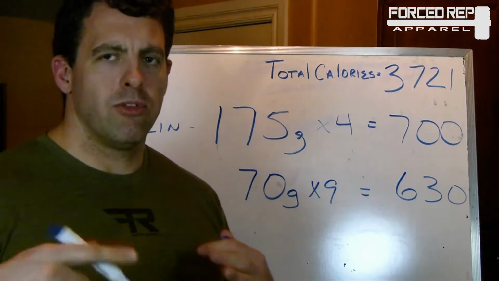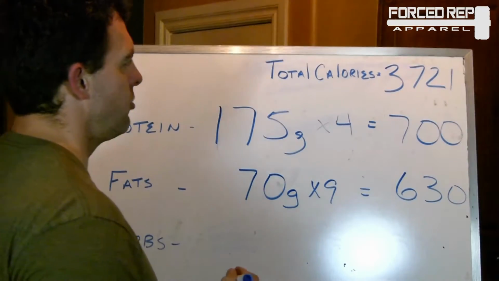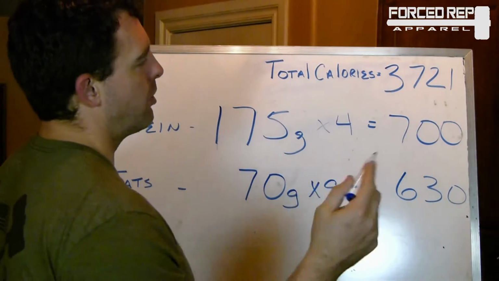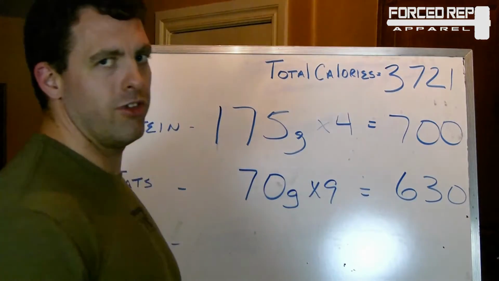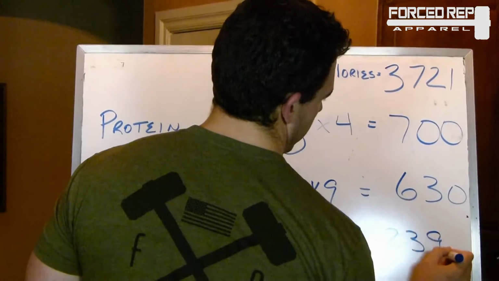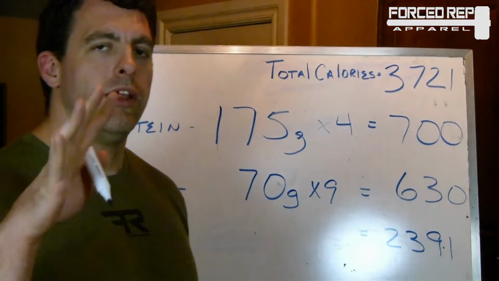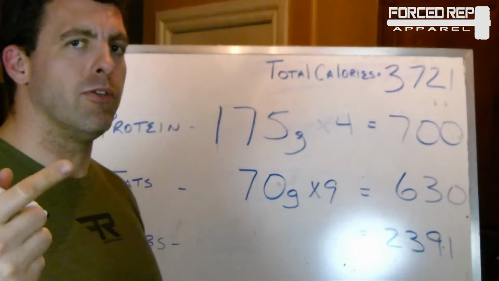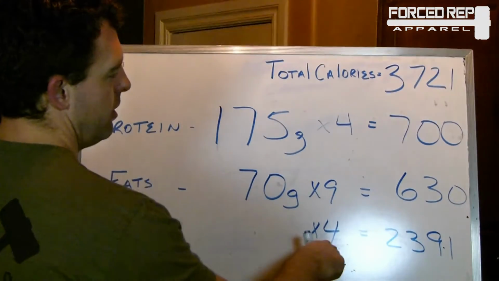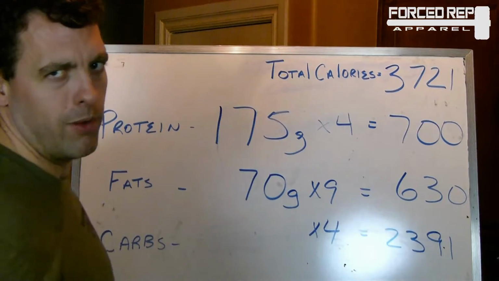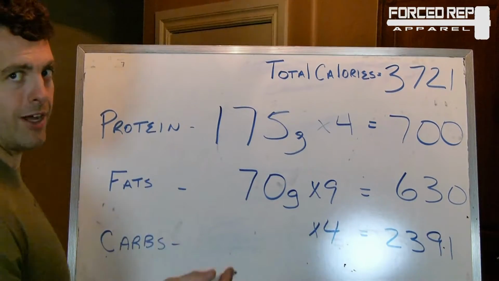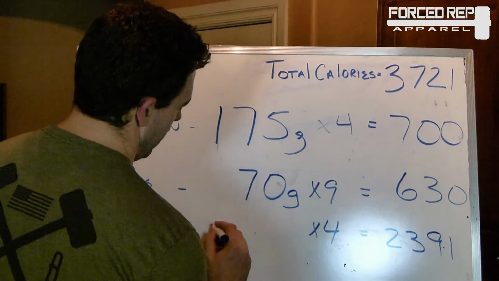Now, in order to figure the carbs, this is where a little bit of math comes in, but it's not too difficult. What we do is we add these two, 700 plus 630, which is 1330, and we're going to subtract that from 3,721, which gives us 2391. Okay? Now, there are 4 calories in every gram of carbohydrate. So, a little bit of algebra, we're going to divide this number by 4 to determine the number of grams of carbohydrates we need per day. 2391 divided by 4 is approximately 598.